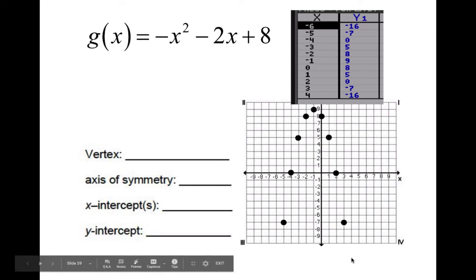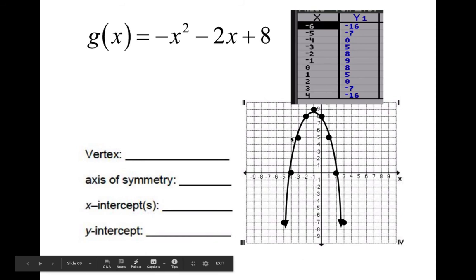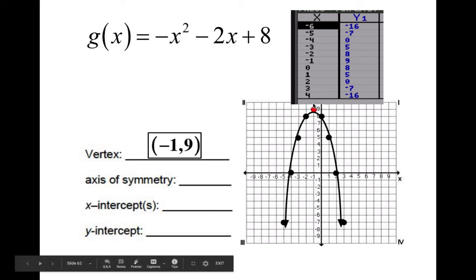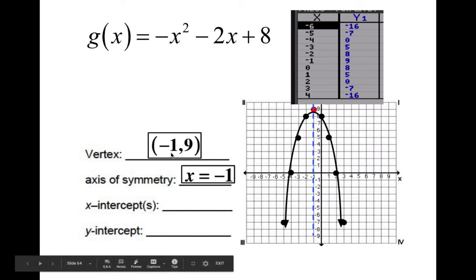Now that we have all of our points, you can play connect the dots to make your parabola. And without doing any work, I can answer all of this. So looking at the graph, my vertex is at negative 1, 9. So that is my vertex. Make sure you put it in parentheses. For your axis of symmetry, it's the line that goes through the vertex. So it's the equation x equals negative 1, because it's always the coordinate of your x value.